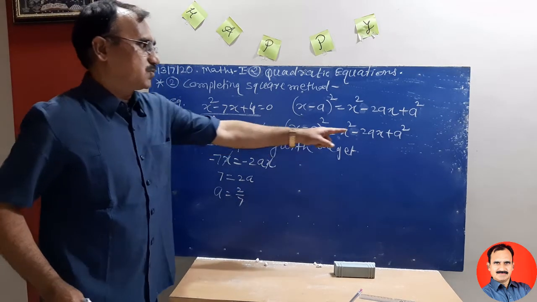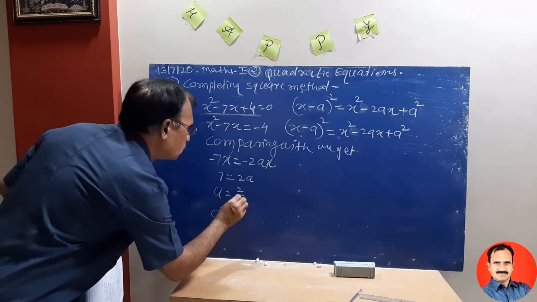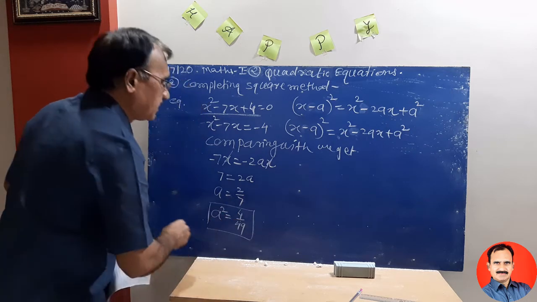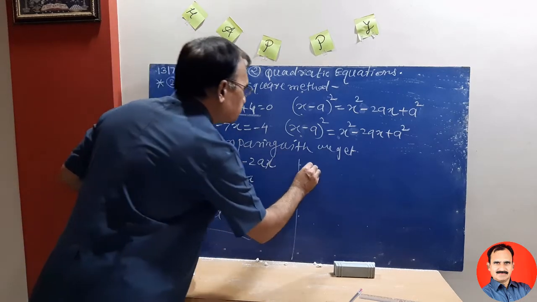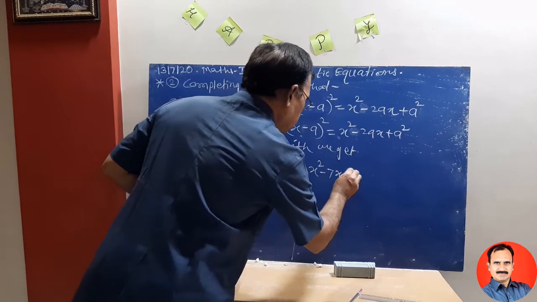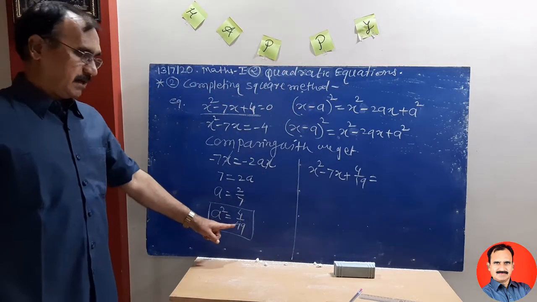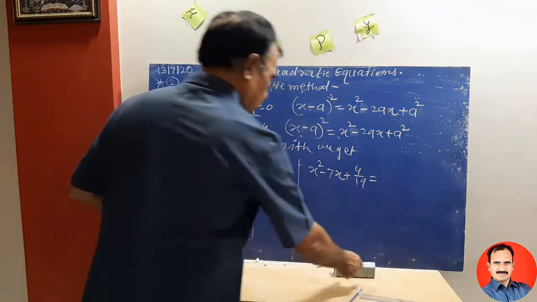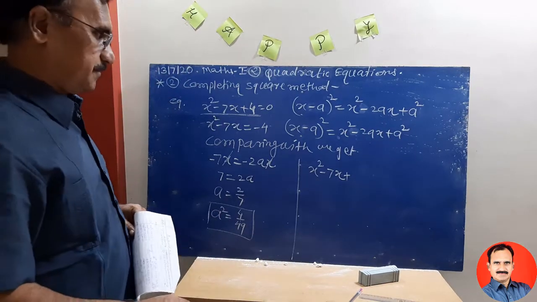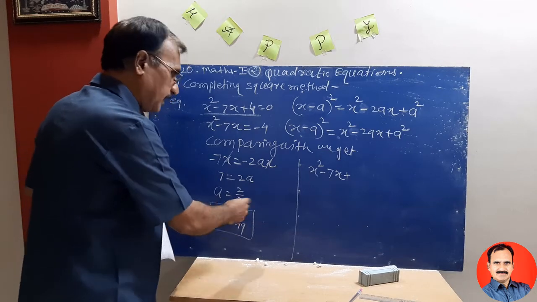We have to find a square also. By squaring, a square is equal to 49 upon 4. This is the third term. So we can write x square minus 7x as it is, plus 49 upon 4 is equal to. Now add and subtract this term, because the value of the original equation we cannot change. Therefore, we add and subtract this 49 upon 4.